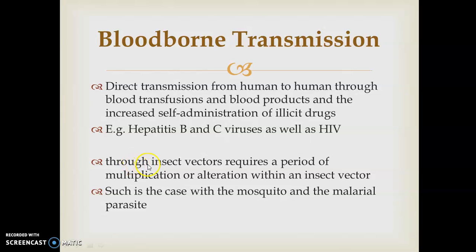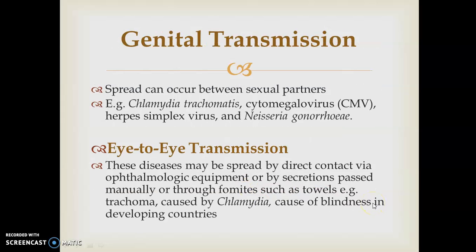Some are also transmitted through insect vectors, which requires a period of multiplication or alteration within an insect vector. For example, in the case of the mosquito, the malaria parasite is transmitted through the mosquito. This mosquito bites one person who is already infected. When the mosquito bites, it takes some blood from that person, and this parasite completes its life cycle in the mosquito, and then it may also transfer to the next person.